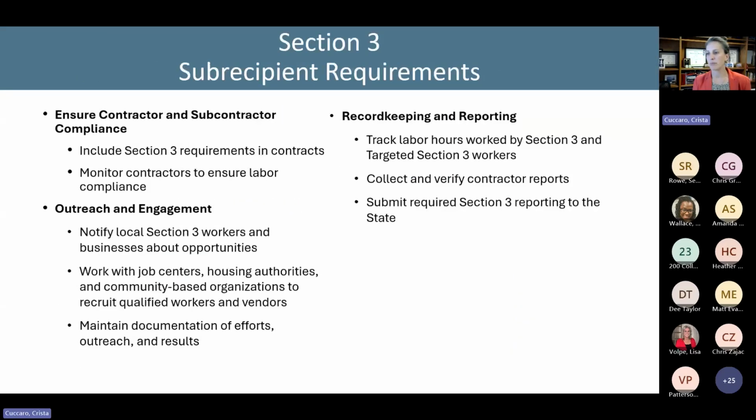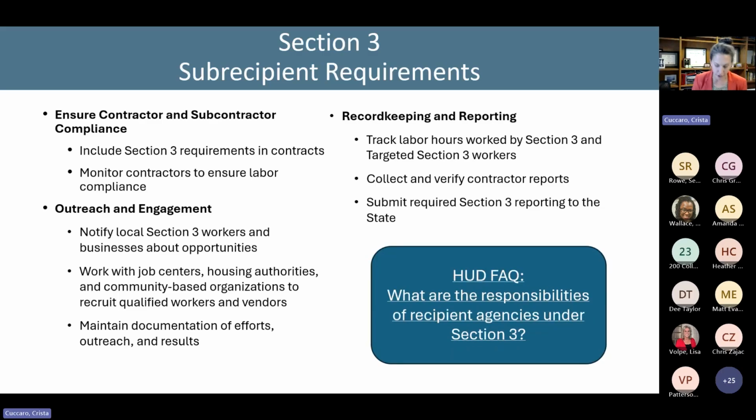There are additional subrecipient requirements, which I have listed here, in terms of including a Section 3 requirement in contracts, monitoring for those labor compliance benchmarks, outreach and documentation, and record keeping.